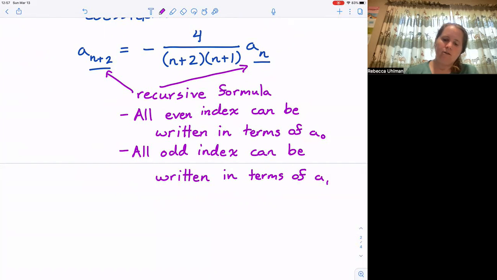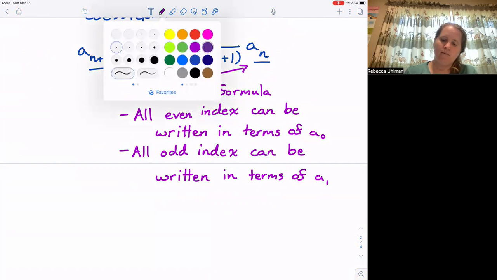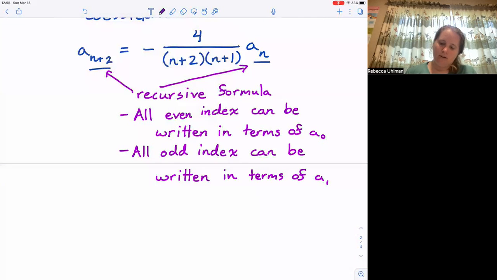So let's go ahead and just figure out what's happening. Note, we have a0, then a2. We would be looking at negative 4 divided by 2 times 1, times a0.